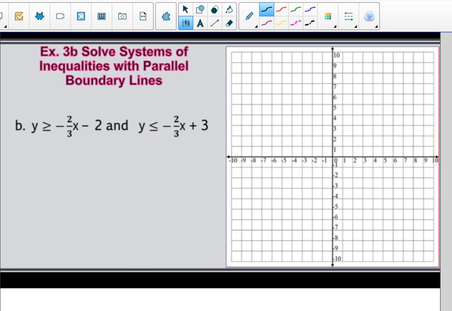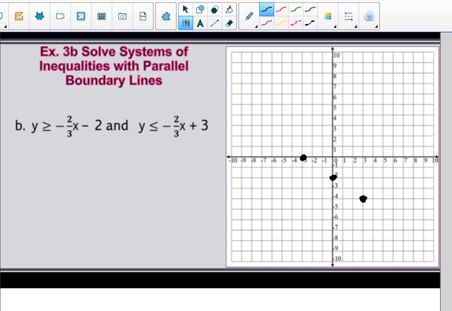Now let's look at one more here, 3B. Do the same thing. It's the same numbers, same graph. Only difference is the symbols are different. So let's do the first one. Put a point in -2. Use the slope -2/3, so down 2 to the right 3, or go up 2 to the left 3.